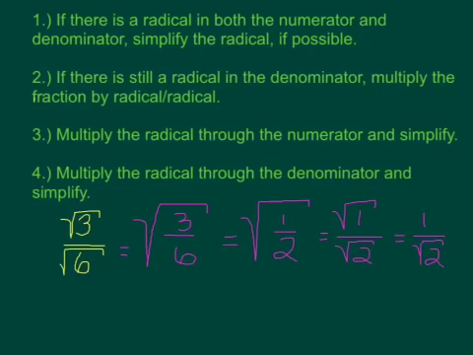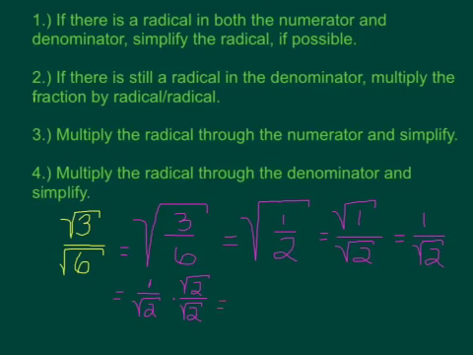If there's a radical in the denominator still, which we do, we want to multiply the fraction by the radical over the radical. So we're going to multiply 1 over the square root of 2 by square root of 2 over square root of 2. Which remember is just really 1 disguised as a fraction with radicals, and rationalize the denominator.